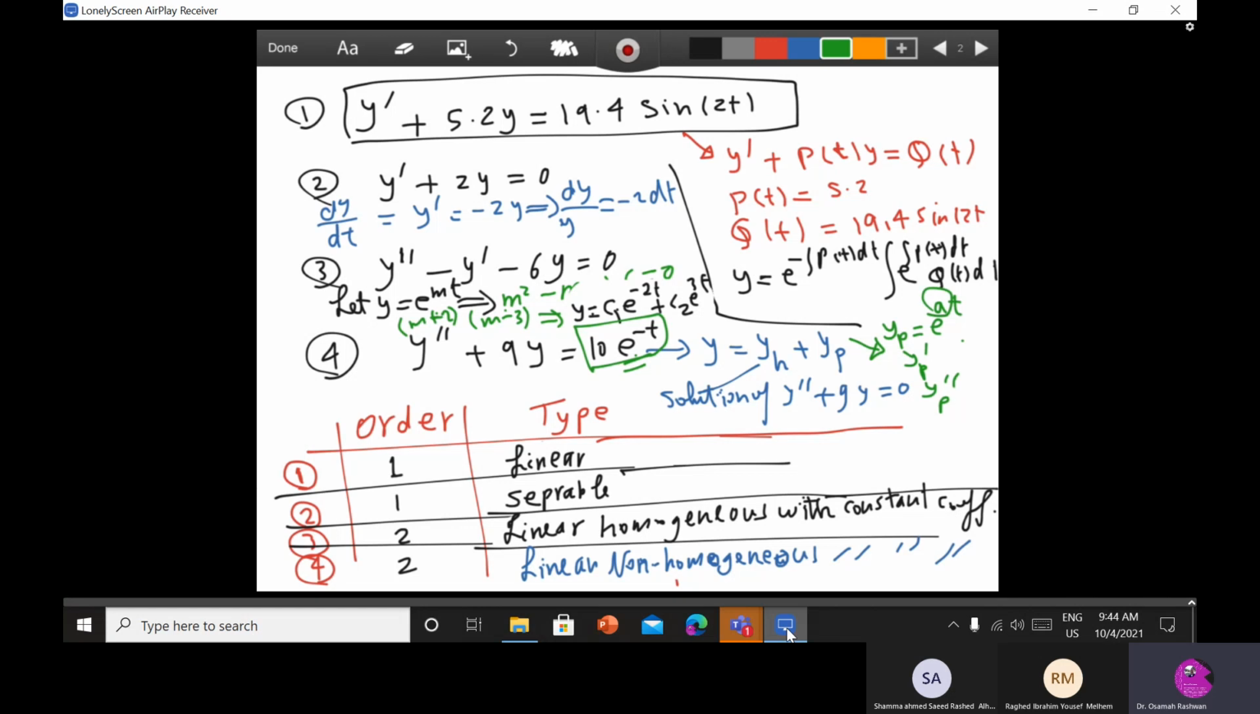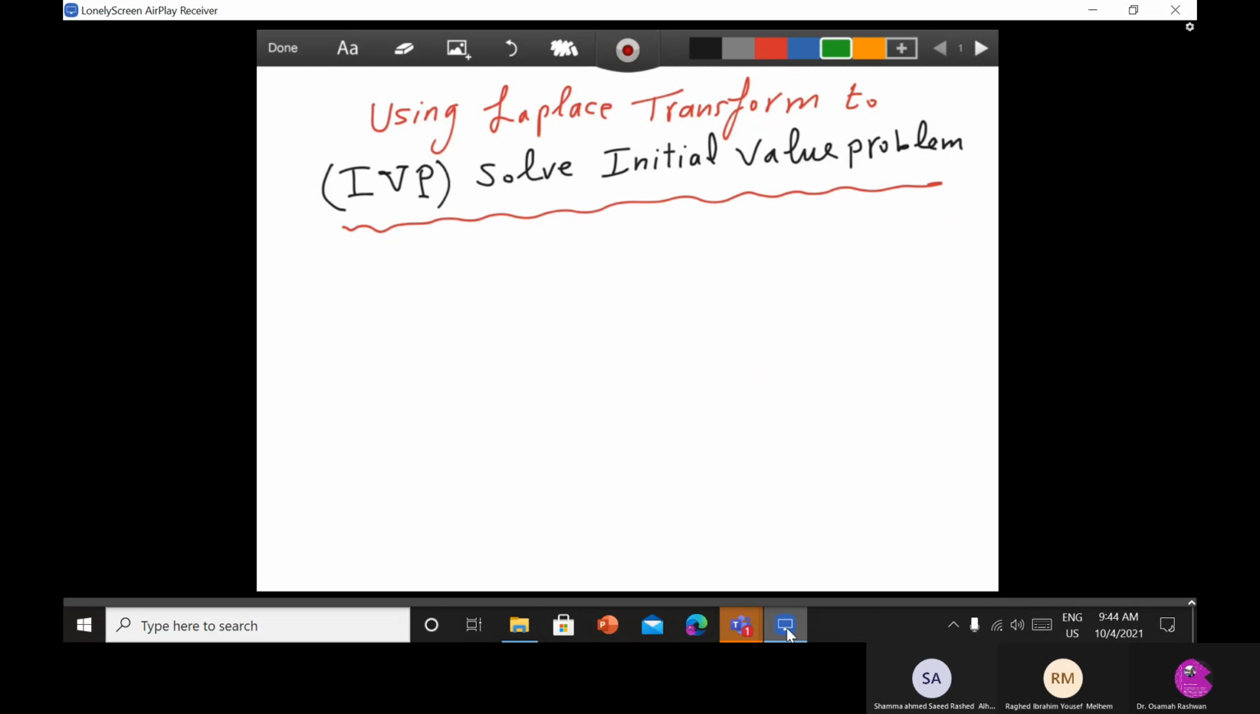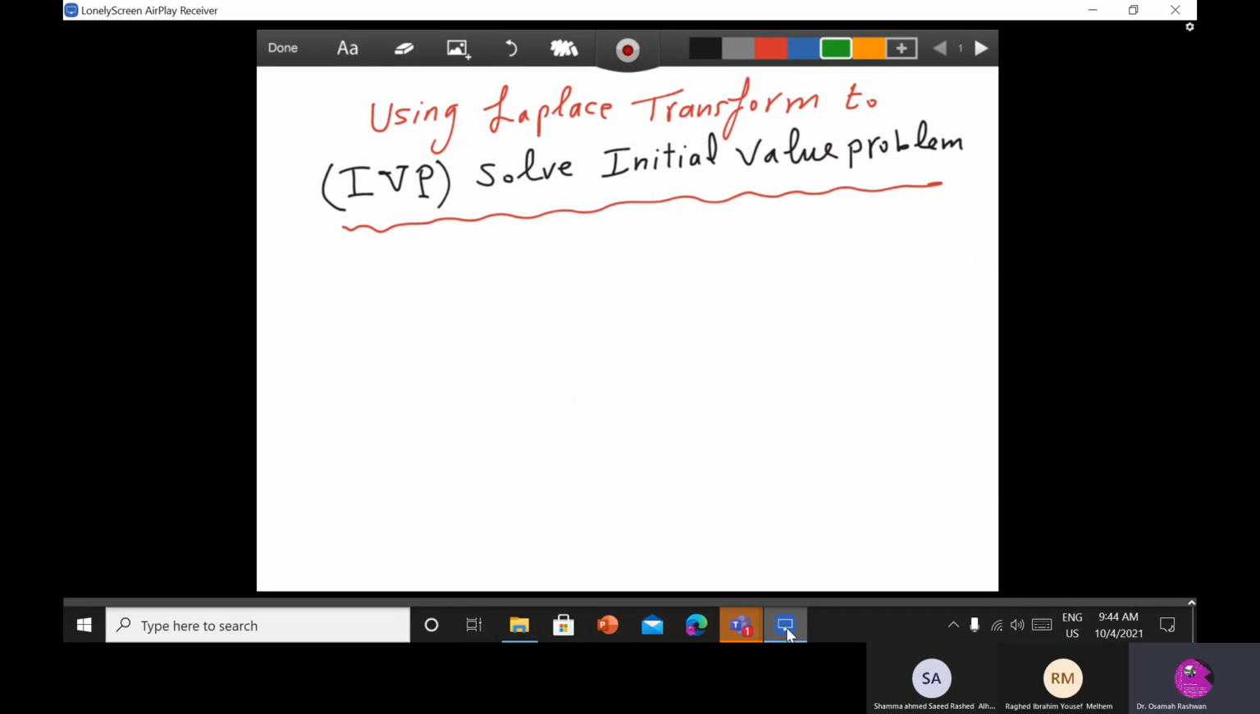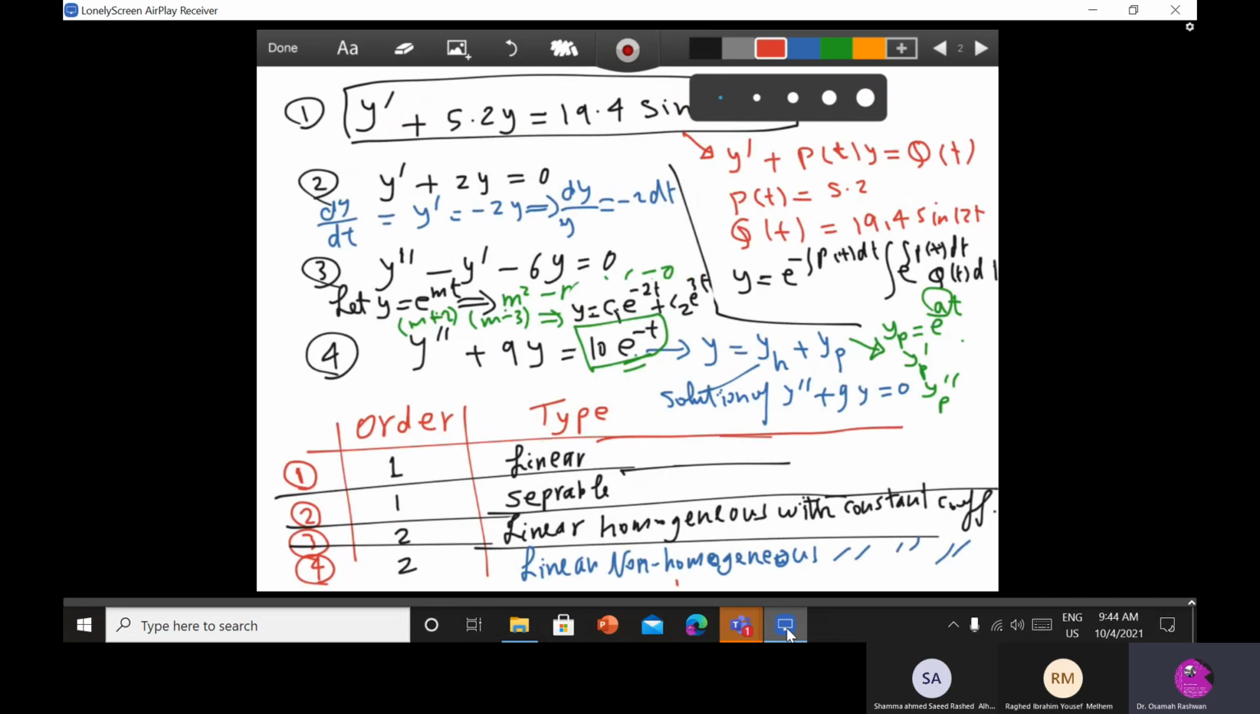So I know how to manage this one without Laplace. But I cannot use Laplace here. Why? Because Laplace only works with what? With the initial value problem, right? Fine? Now I will have the same problem, the same values. Also here, if I add an initial condition, I can find the constant, okay?